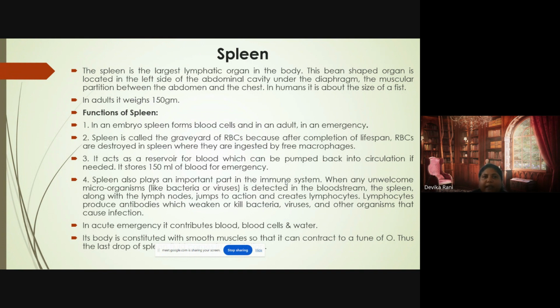This bean-shaped organ is located on the left side of the abdominal cavity under the diaphragm, which is the muscular partition between the abdomen and the chest. In humans, it is about the size of a fist. In adults, it weighs 150 grams. Now, what are its functions? In an embryo, the spleen forms blood cells, and in an adult, in an emergency.